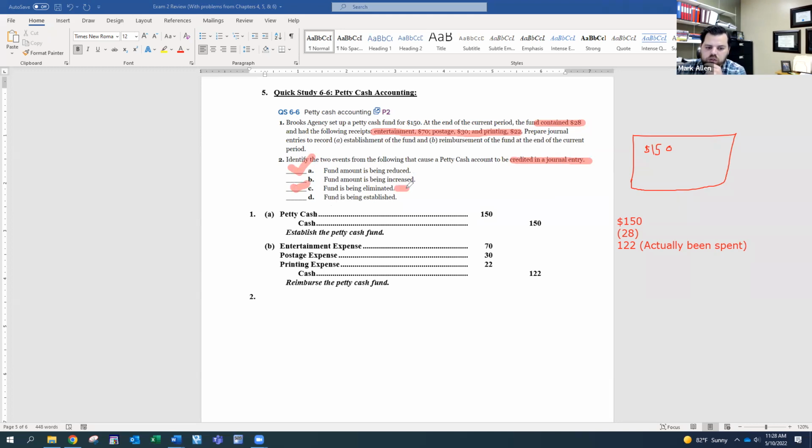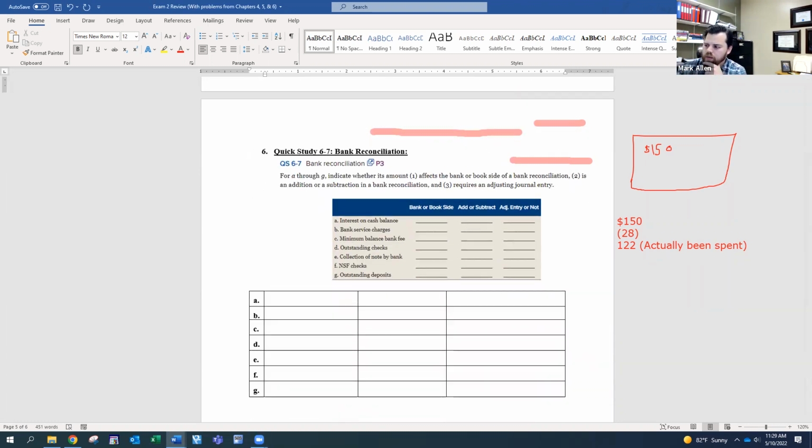This is just reduced to 0, where this is just being reduced to say $100 or $150 or $120, depending on the problem. And so both of those actions would result in a credit to petty cash. The other two, the fund amount being increased, you would actually debit petty cash, and the fund being established, once again, is a debit to petty cash. So it's A and C for number 2, part 2. So A and C.